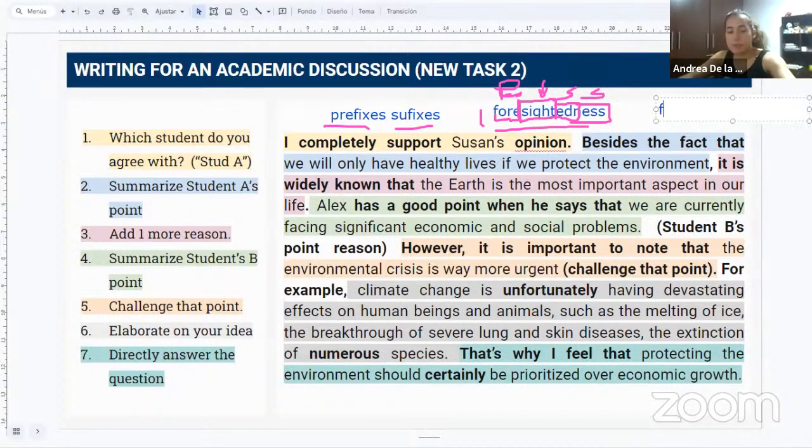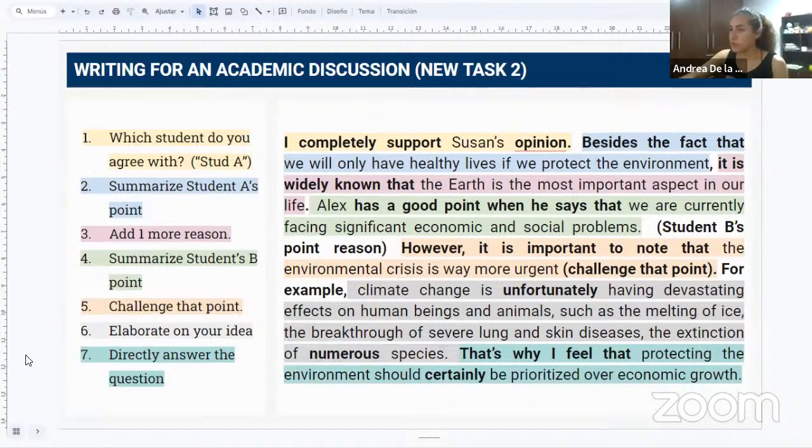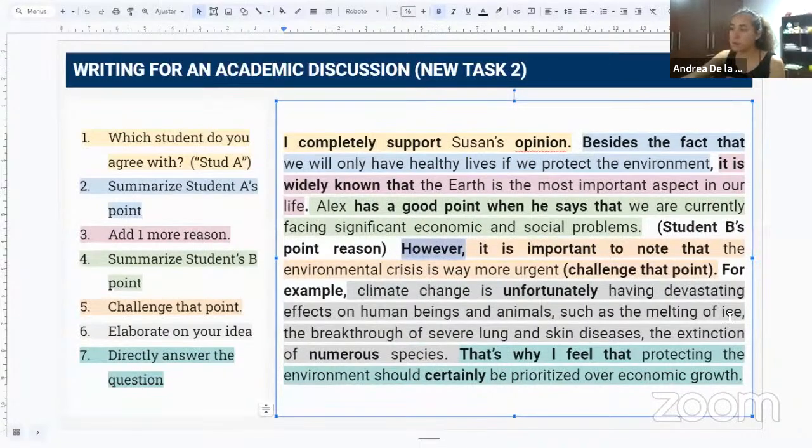Entonces, prefijos, sufijos, raíces de palabras, y lo que les decía, para el writing y para el speaking, adjetivos, adverbios y quantifiers. ¿Ok, chicos? Esos son algunos tips para el vocabulario, aparte de los conectores. Todo depende de la nota que necesitan sacar, y en base a eso ustedes planifican. ¿Alguna otra pregunta?